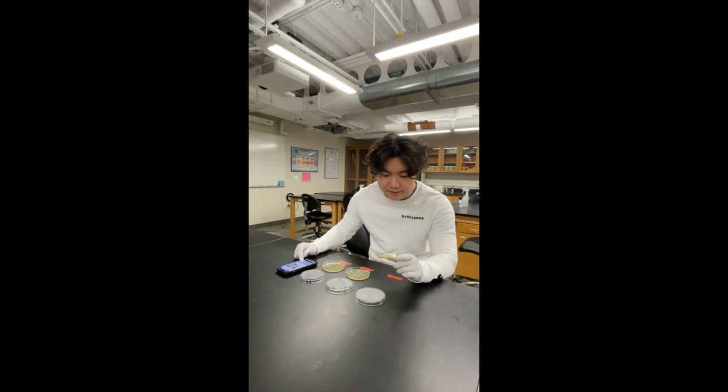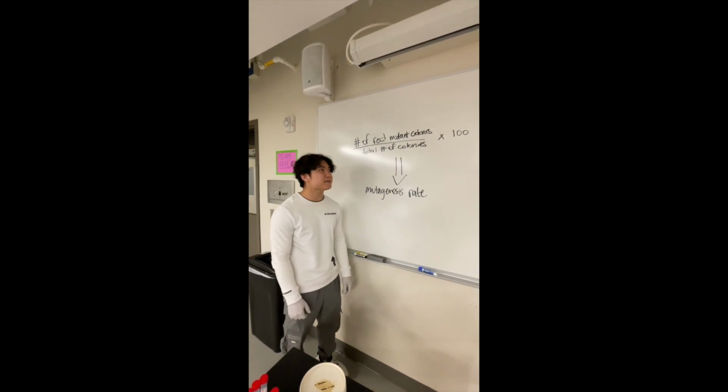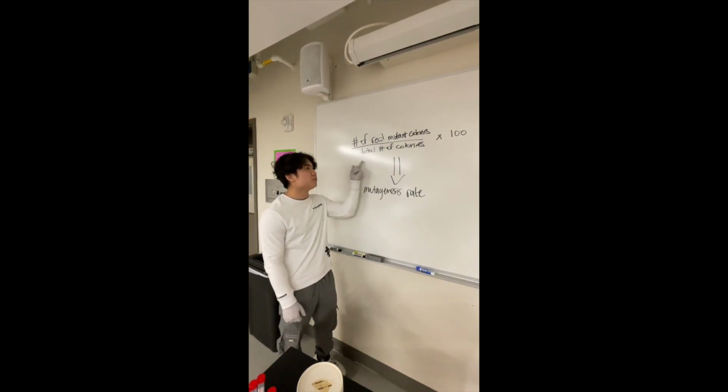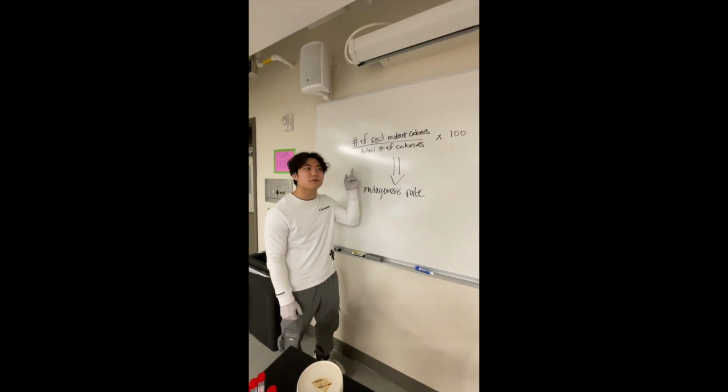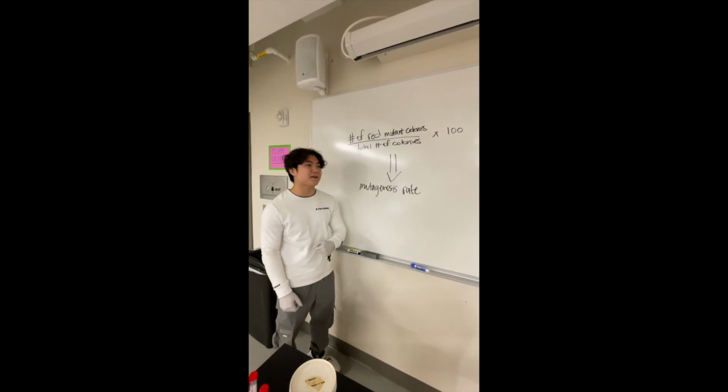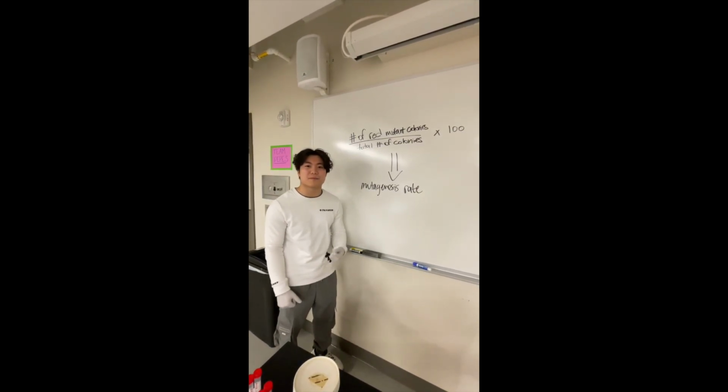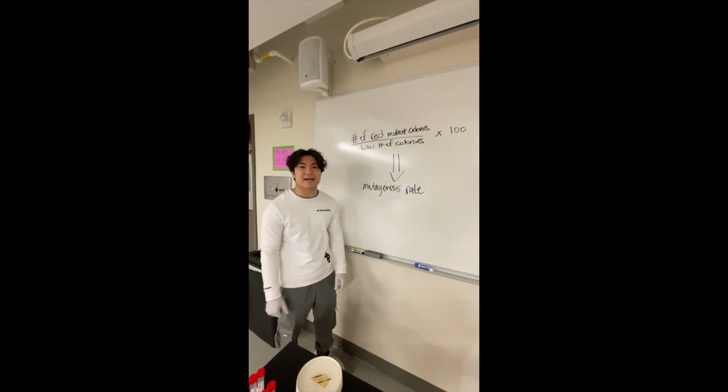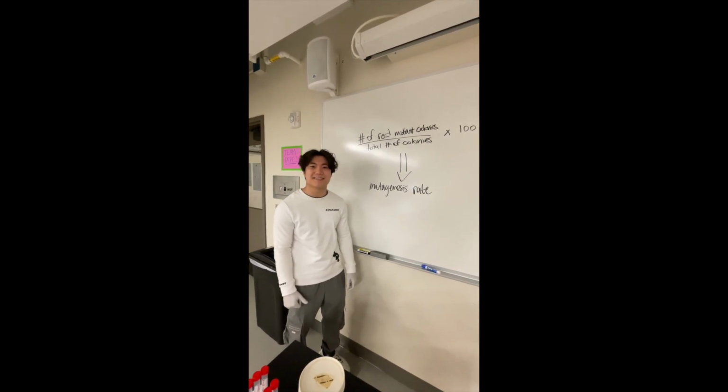Using these numbers, we can calculate the mutagenesis rates. After counting the number of colonies, we can take the number of red mutant colonies and divide it by the total number of colonies. Multiplying that by 100 will give us the mutagenesis rate as a percent. And that, my friends, is how you do a yeast mutagenesis.